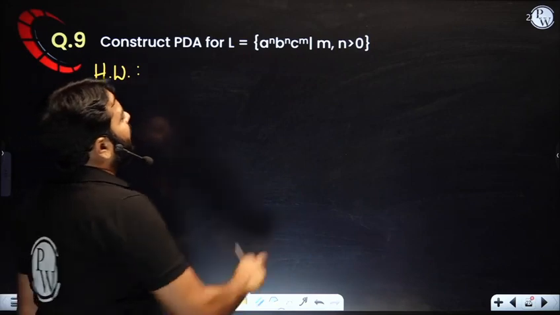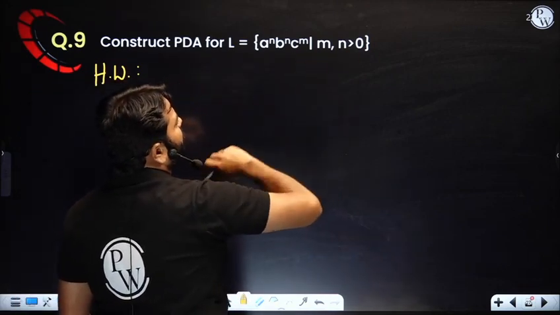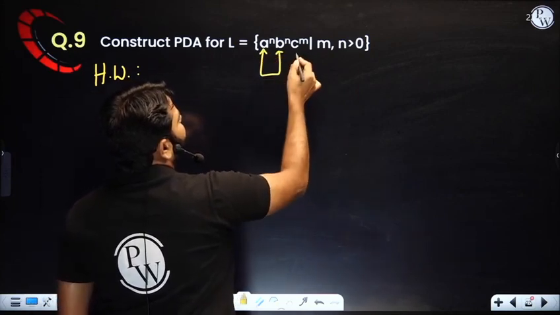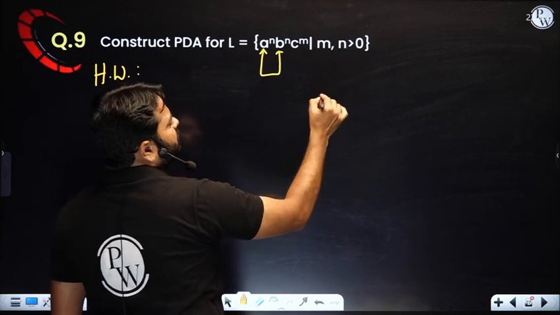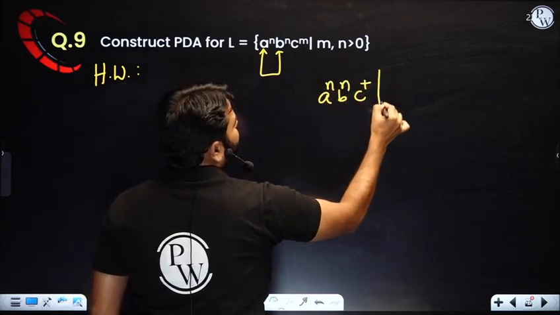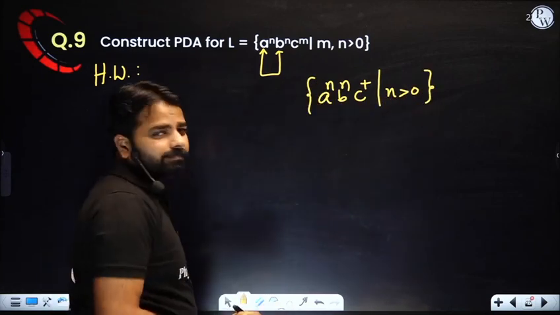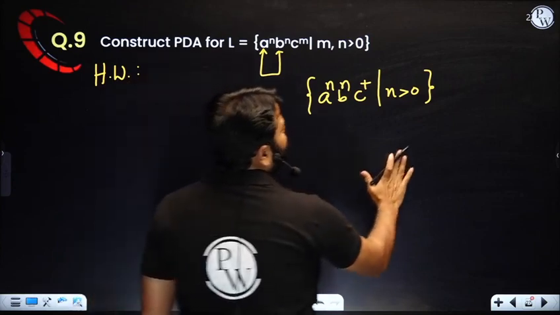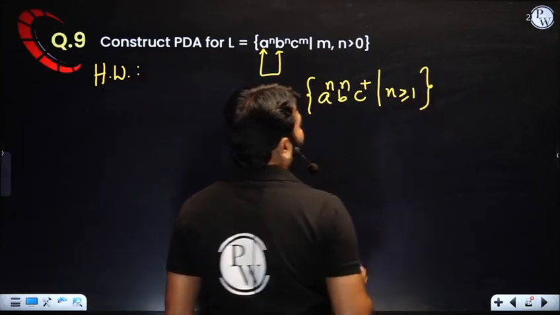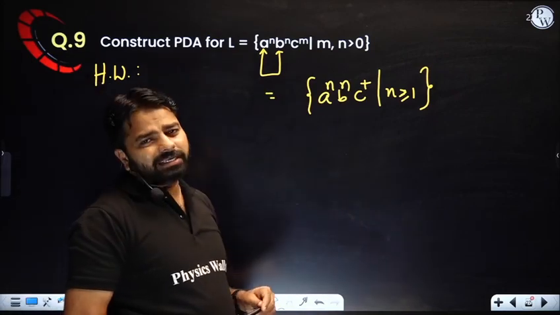Okay. A power n, B power n, C power m, such that m, n greater than or equal to 0. So what is equal here? A's and B's you need to compare. So any number of C's can happen. So it can be written as A power n B power n C star, such that n greater than 0, meaning greater than or equal to 1. Right? The other way to write the same language. So only a comparison between A's and B's, right?